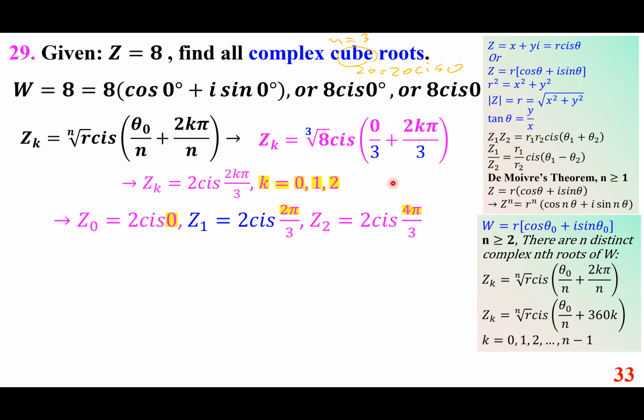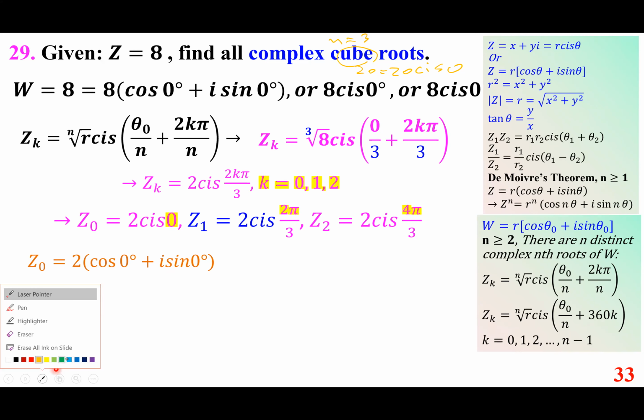Those are the answers. So if you plug in 0, 2 cis 0, cosine of 0 is 1, sine is 0, simply 2. And you know cube root of 8 is 2. But if you set x cubed equals 8, it has three complex solutions. These are the other two solutions now.